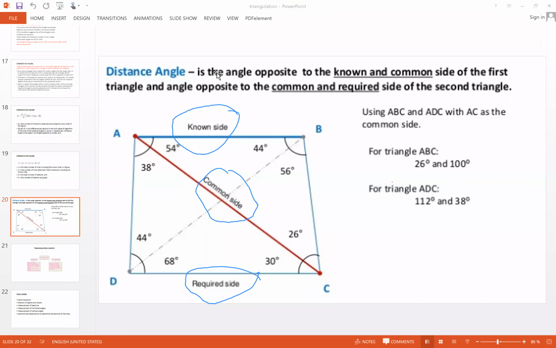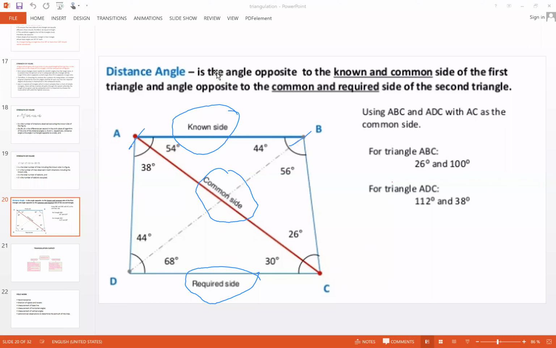So what is distance angle? Distance angle is the angle opposite to the known and common side of the first triangle. Here the known side is AB, and the common side is AC. So the distance angles are the angles opposite to the known and common side.